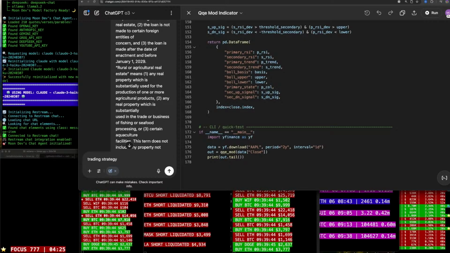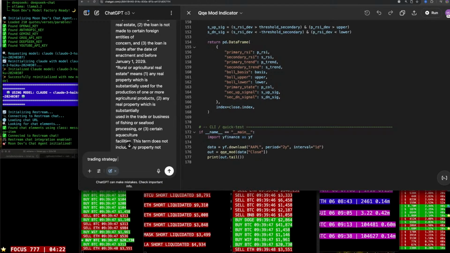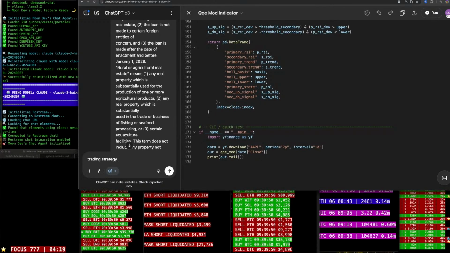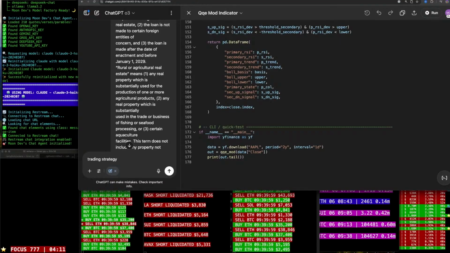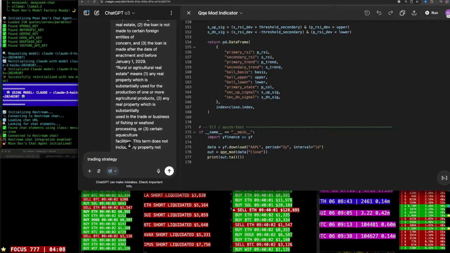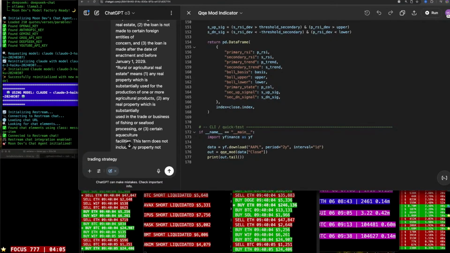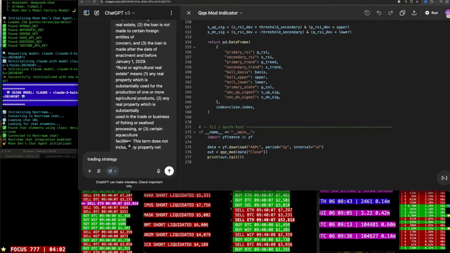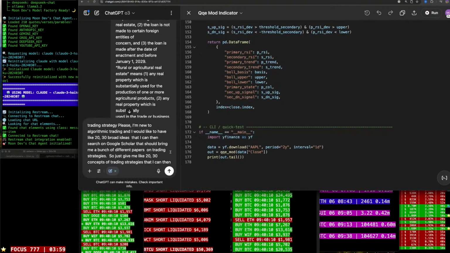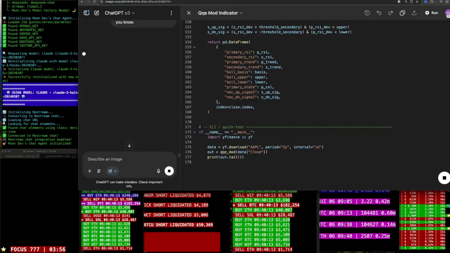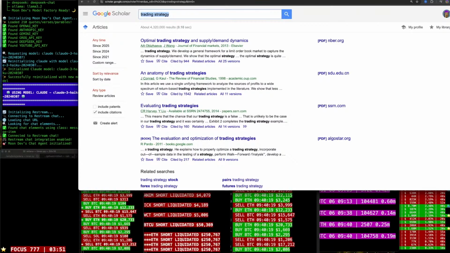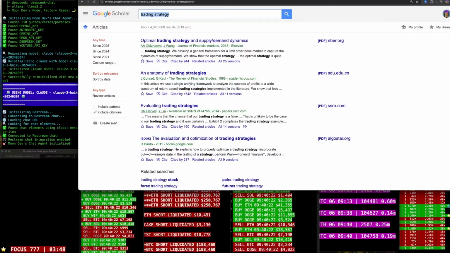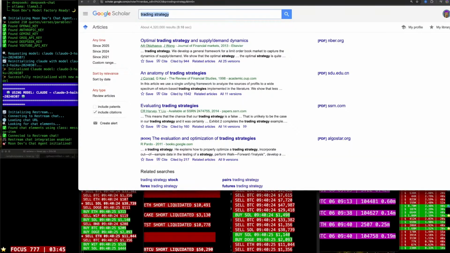Please, I'm new to algorithmic trading and I would like to have like 20, 30 broad ideas that I can then search on Google Scholar that should bring me a bunch of different papers on trading strategies. So just give me like 20, 30 concepts of trading strategies that I can then look up on Google Scholar kind of as keywords, you know? So you can just ask AI, hey, give me some search terms here for Google Scholar. Google Scholar is where all academic papers are launched. And academic papers are written by master's students, PhDs, etc., etc.